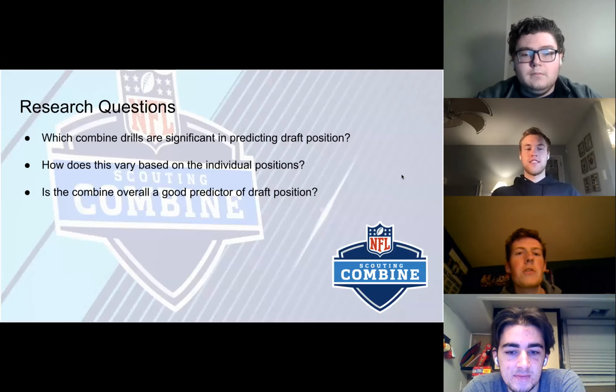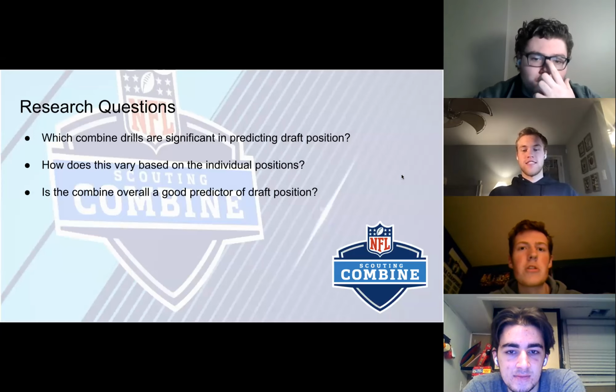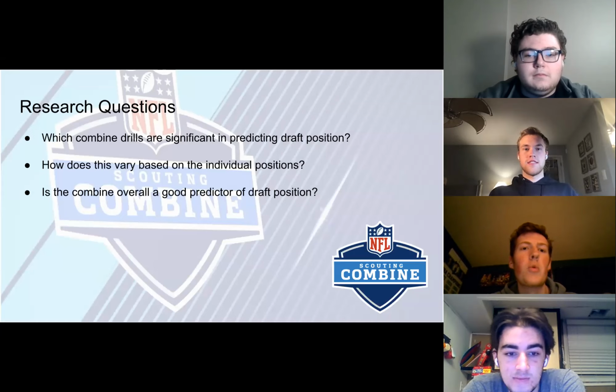All right, so first we wanted to talk about some of the research questions we had going into this. First off, which combine drills, if any, are significant in predicting draft positions. Second, we wanted to break that down to each position specifically and see if certain drills had a bigger impact on certain positions in their draft place. And then overall, is the combine a good predictor of where a certain player will be drafted?